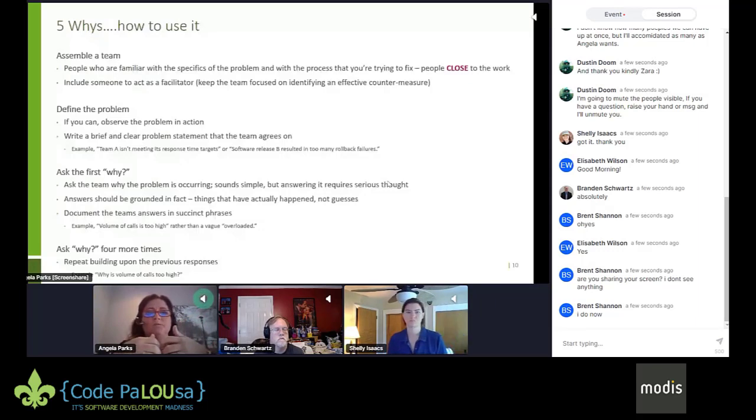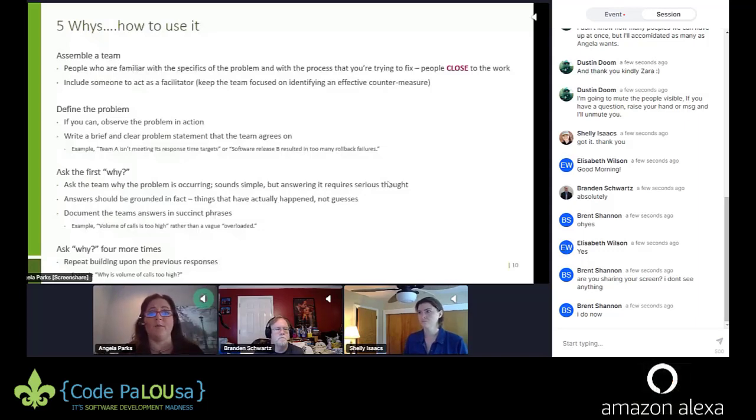If someone on the team hasn't yet actually seen the problem themselves, we need to get them out on the floor to experience the problem and see it with their own eyes. It's very, very important. And you want to include someone to act as a facilitator. This person is to keep the team focused on identifying an effective countermeasure.